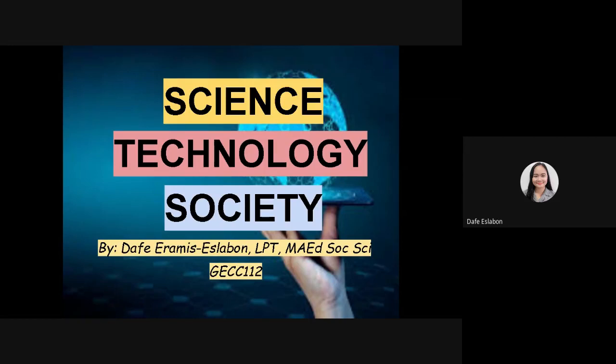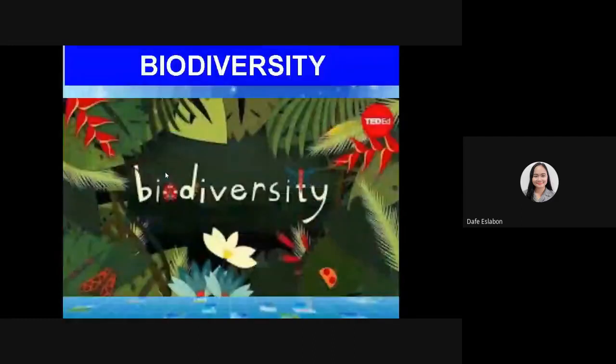In my last video for science, technology, and society, we have been discussing the intellectual revolutions, which were the Copernican revolution, Darwinian revolution, and the Freudian revolution. And in today's lecture, I'll be sharing with you a new topic in science, technology, and society, and that is biodiversity. So we'll be discussing today what the concept of biodiversity is and what the three levels of biodiversity are.